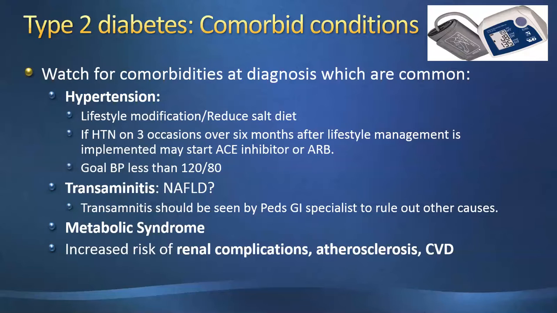Again, with the transaminitis, I already touched on why we potentially need to, if that's persistent over time, and certainly if it's worsening over time, I would recommend referral to GI, to ensure it's not something else. Obviously, as all these things combine together, we've got metabolic syndrome, which increases our risks for atherosclerosis, early heart disease, and renal complications.